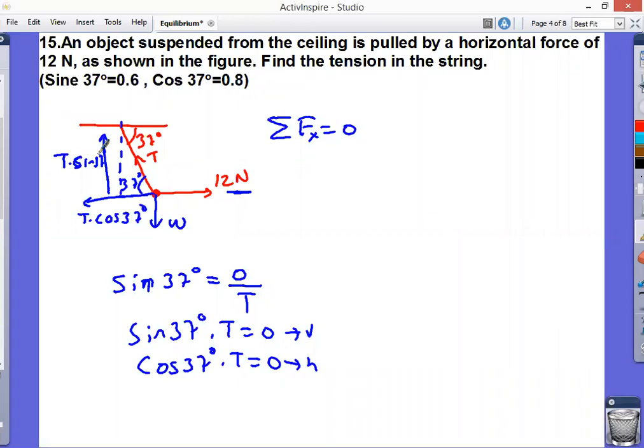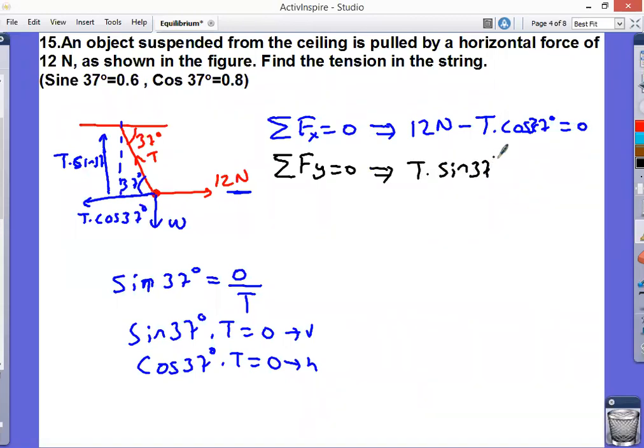So for the horizontal component here, we have 12 Newton, right? Let's take this direction as positive. This direction will be negative. So 12 Newton minus T times cos 37 equal to 0. Okay, now let's apply this to the y component. That is also going to be 0. So what about the y component? Let's take upwards as positive and downward as negative. So that means it's going to be T times sine 37 minus weight equal to 0.